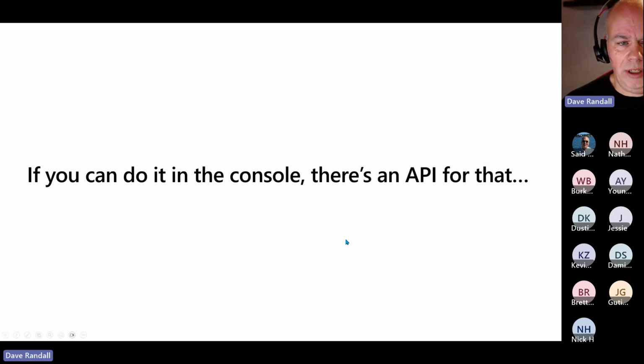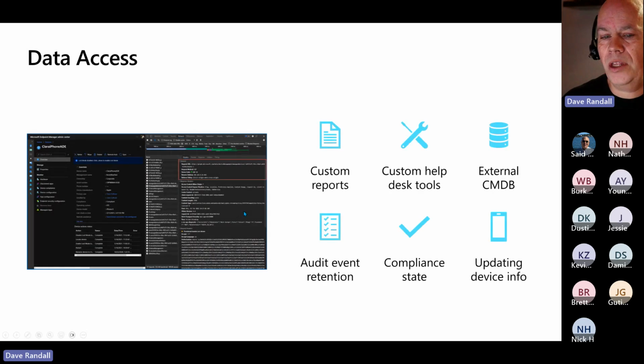I have a general principle, and that is if you can do it in the console, there's a Graph API for it. So even though we went through a bunch of different examples previously to give you a sense of some of the things that I see most commonly, anything that you can do in the console, there's a Graph API that sits behind it. And that's almost without exception. There's, I think, one piece of data that I know of that isn't exposed in a Graph API. So the general rule is if it's in the console, there's an API for it.